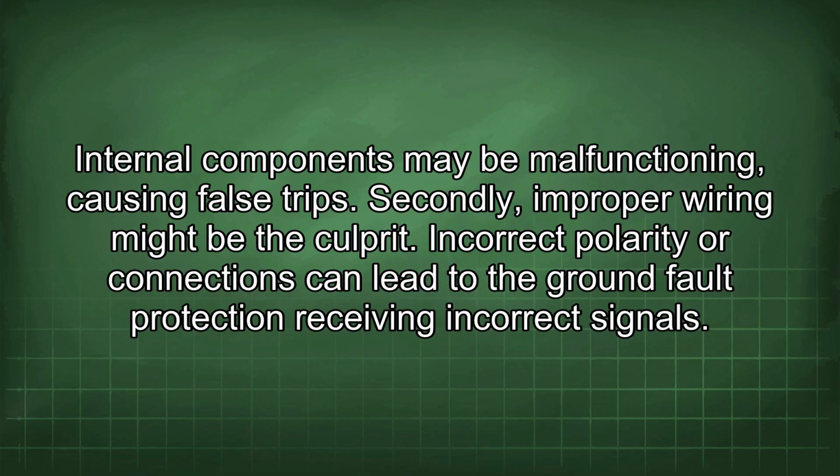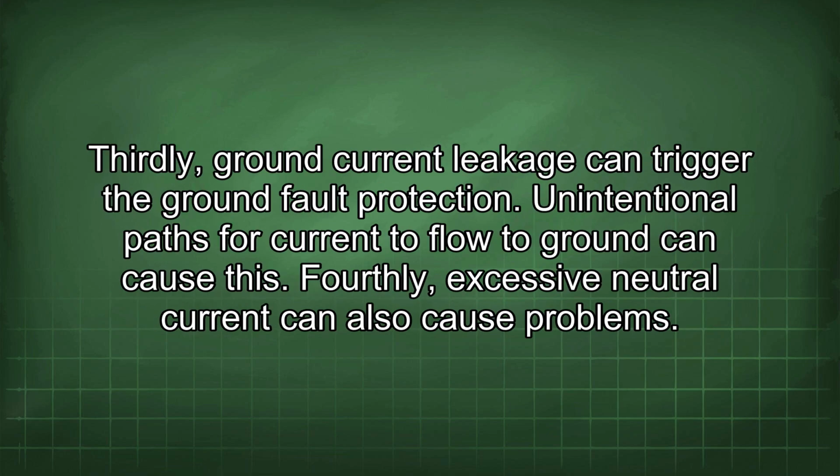Secondly, improper wiring might be the culprit. Incorrect polarity or connections can lead to the ground fault protection receiving incorrect signals. Thirdly, ground current leakage can trigger the ground fault protection. Unintentional paths for current flow to ground can cause this.